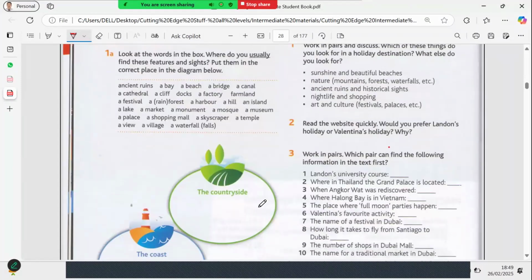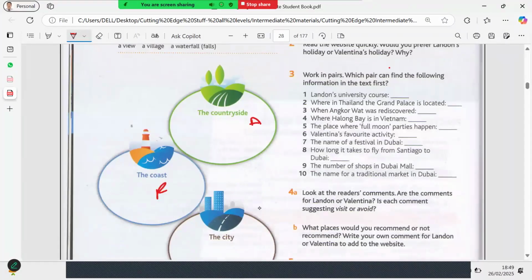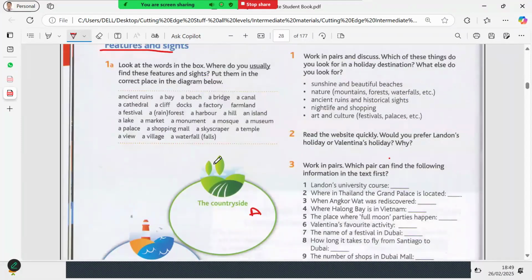Yes. So, Shabab, let me say this is group A, this is group B, this is group C. So, ancient ruins, this is C. Bay, this is B, beach, also B. A bridge. In the city? Yes, of course. Most bridges, yes, you can find in crowded cities. So, city C.